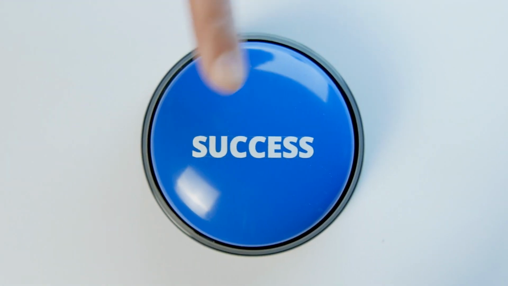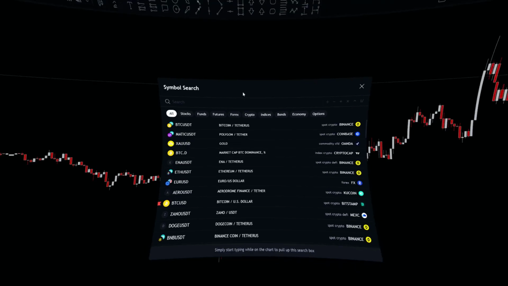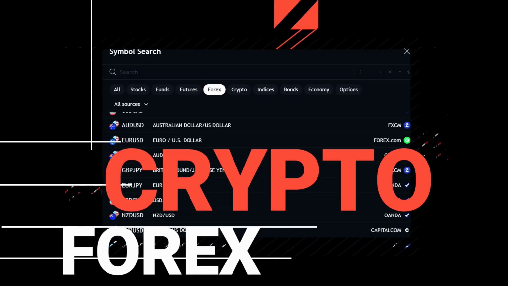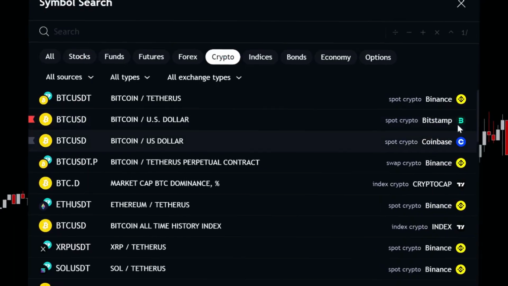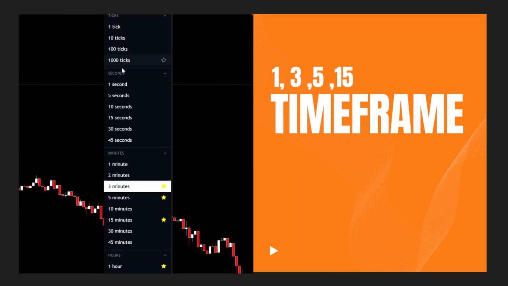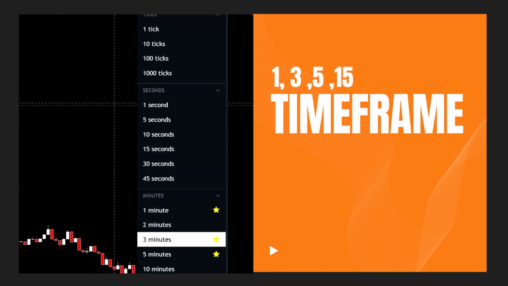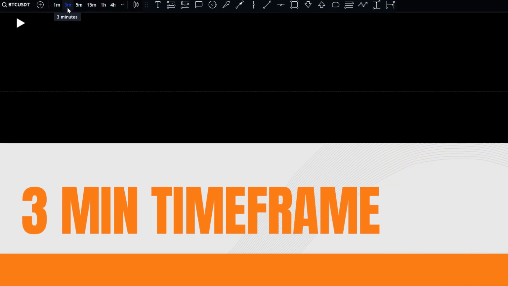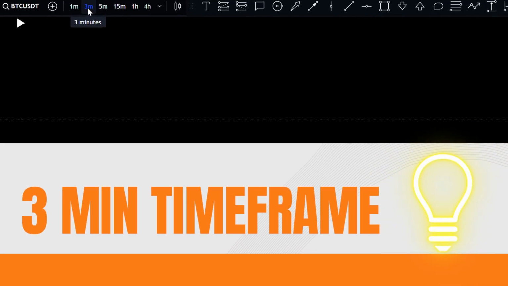So the strategy we're using is scalping, and you can use it in both crypto and forex markets. We found it works best in 1, 3, and 15-minute time frames. But honestly, out of those, the 3-minute time frame has been the sweet spot. It just seems to give the best results.